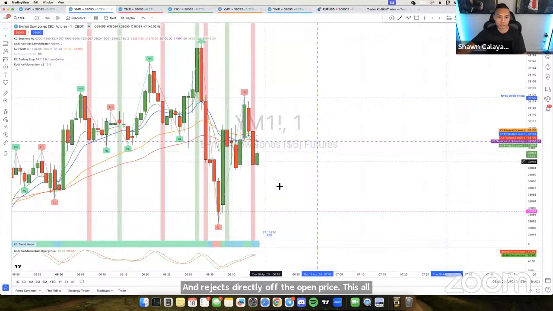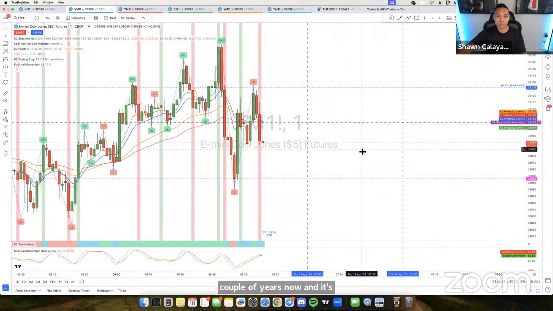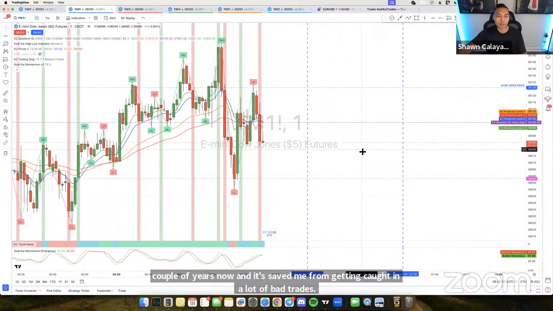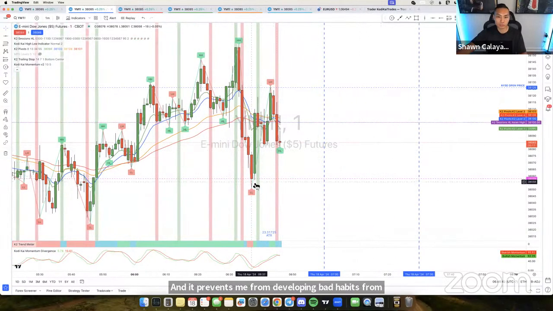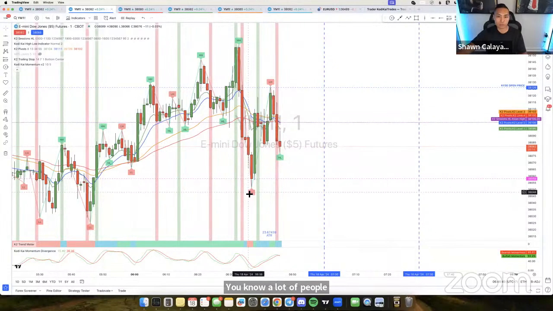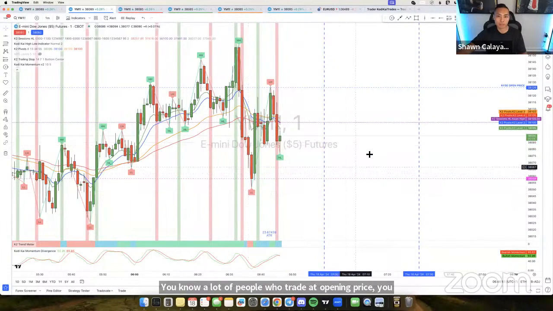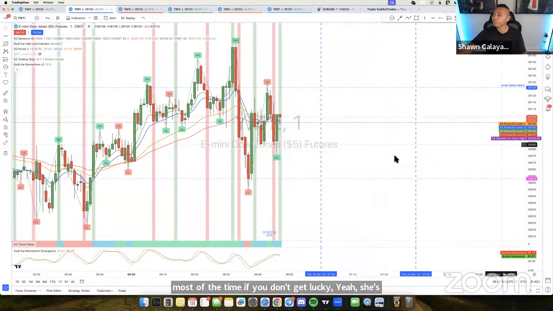I've been marking up these lines for a couple of years now, and it's saved me from getting caught in a lot of bad trades. And it prevents me from developing bad habits from trading on those points. Because if you guys think about it, a lot of people do trade around these price points, right? A lot of people who trade at opening price, people who trade at news price. It's better to just avoid it than to take that gamble. Sometimes you'll get lucky, sometimes you won't. And most of the time, if you don't get lucky, it's just going to be a bad habit.